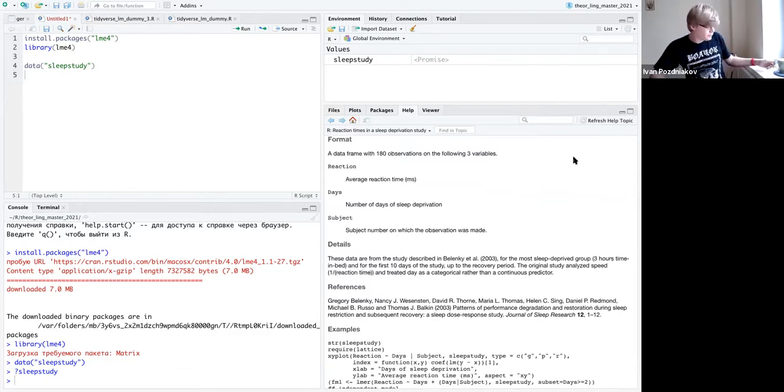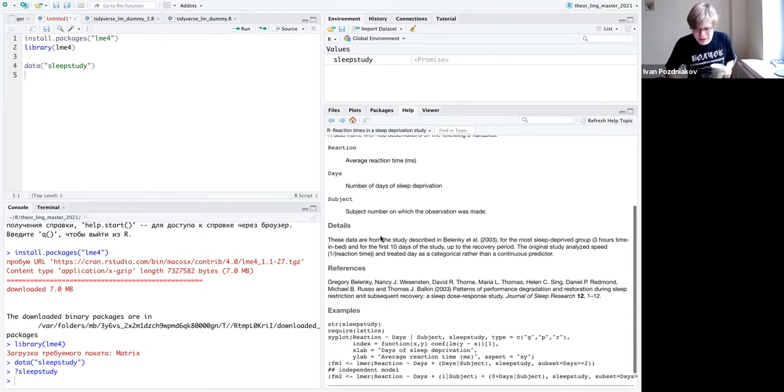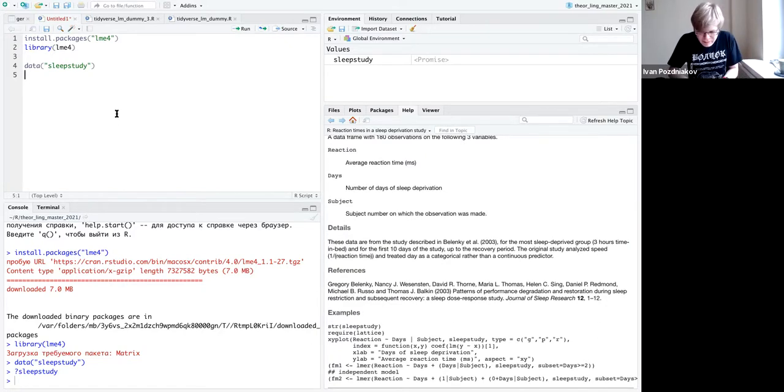So it was studied whether your performance degradation, so your worsening of reaction time, becomes really worse after 1, 2, 3, 4, 6, and 7 days of sleep deprivation. Let's have a look at what we have here. Sleepstudy.